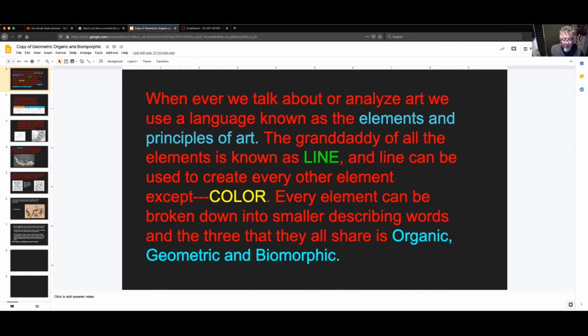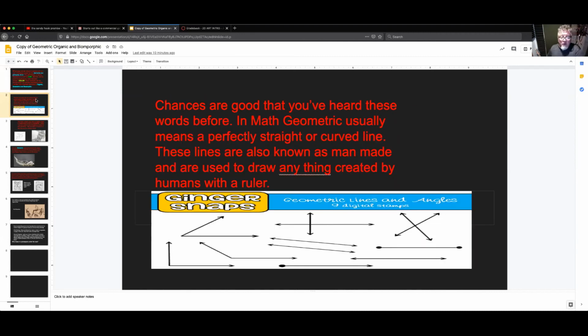Every element can be broken down into smaller describing words, and the 3 that they all share are organic, geometric, and that baby that comes between the 2 of them, biomorphic. Chances are good you've heard these words before in math. Geometric usually means perfectly straight or a perfect curved line. These lines are known as man-made and are used to draw anything created by humans with a ruler, a compass, or protractor.